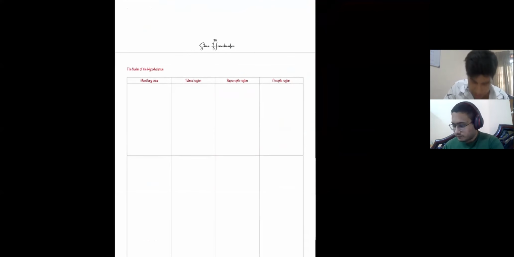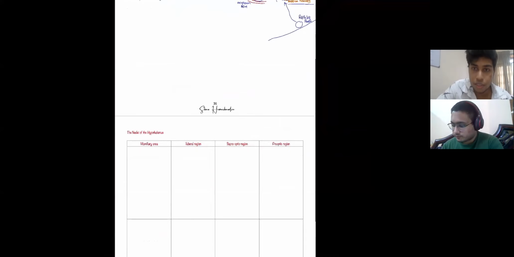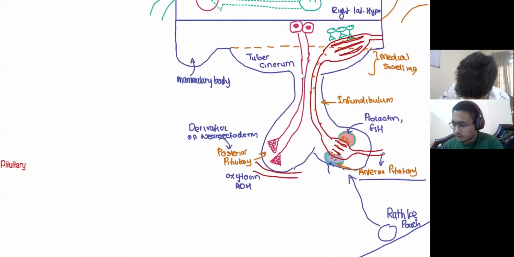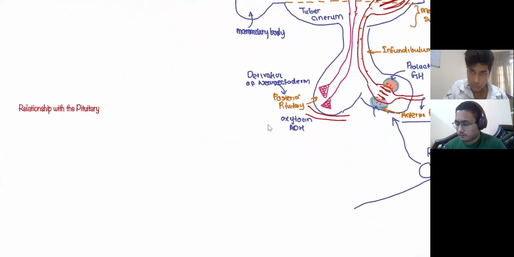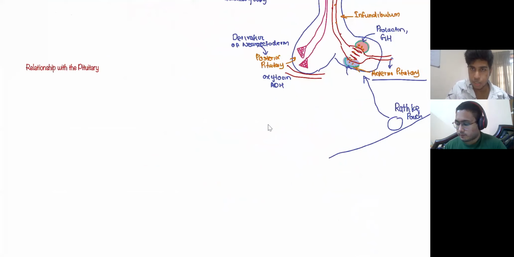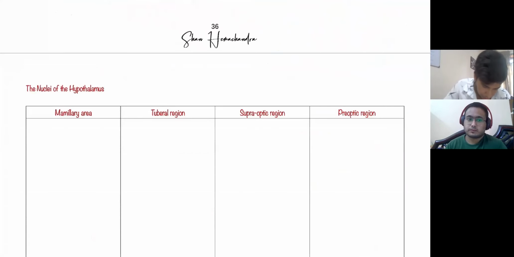So next, let's go to the nuclei. One thing: this is a very important hint. It's a very important point for MCQ in histology. If you get any histology questions for your final exams or whatever, this can be part of it. Now, let's go into the nuclei of the hypothalamus.